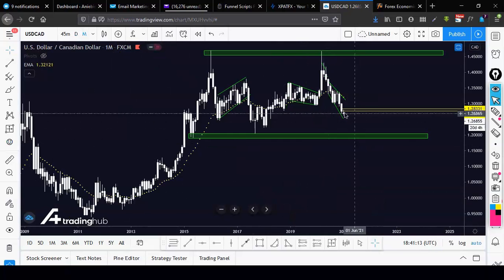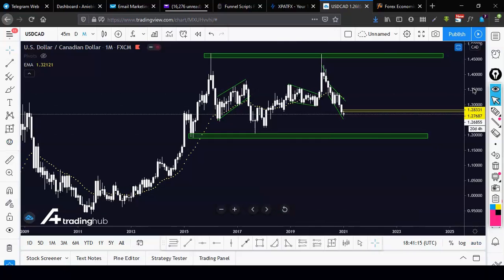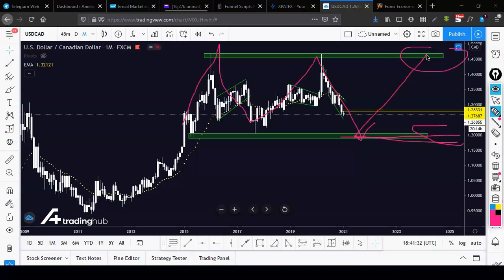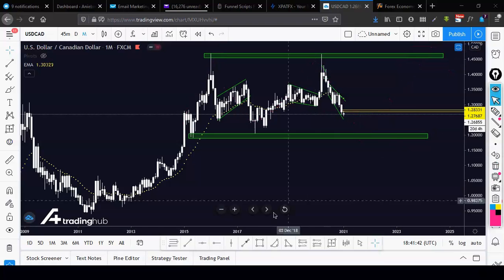Now look at this monthly time frame. See what we have here. We have a key zone here at the 1.45 zone and another key zone at the 1.200 zone. Price has been moving in this format, so price may likely tag this 1.22 before pushing up. But why I didn't start selling USD card is because the dollar is still strong.